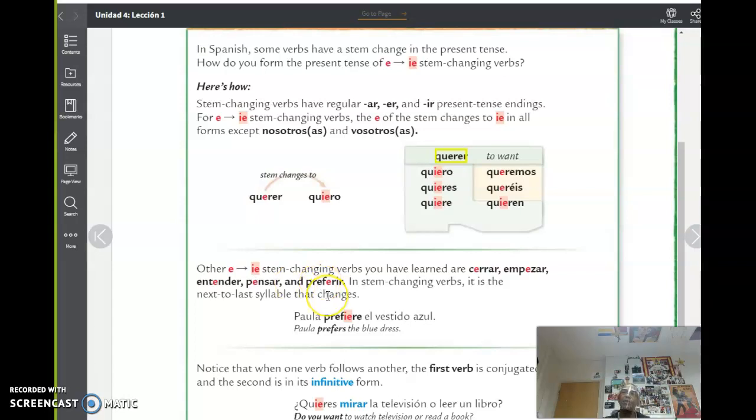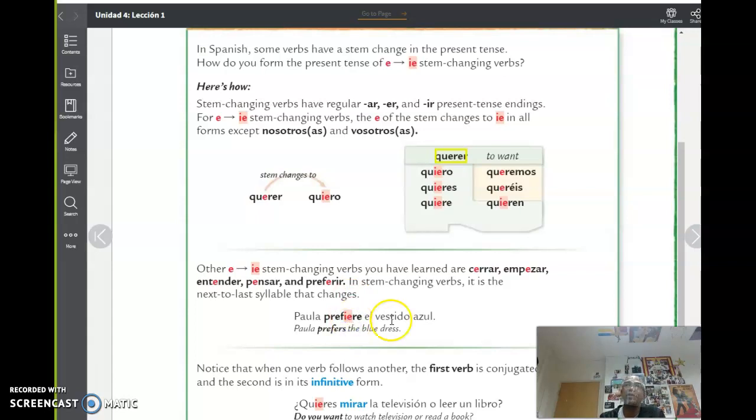Now, preferir. Preferir has two E's in it, okay? So you just have to be aware that preferir gets the change, not in the first E, but in the second, okay? After the F, you add an I. Prefiero, prefiere, prefieren. But in the nosotros, there's no change. Preferimos.